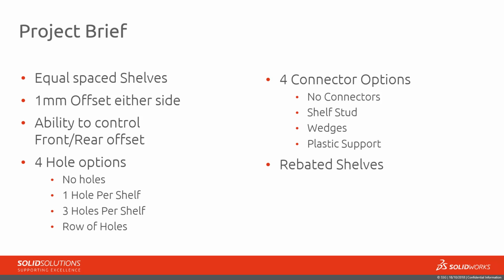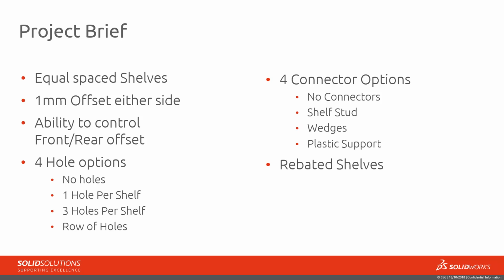So we're going to be looking at four options in terms of the holes. First of all, no holes as an option. We'll then look at an option of one pilot hole per shelf into the side of the cabinet, 3 holes per shelf, and finally a row of holes. Moving on from that, we will have a look at 4 different connector options as well.